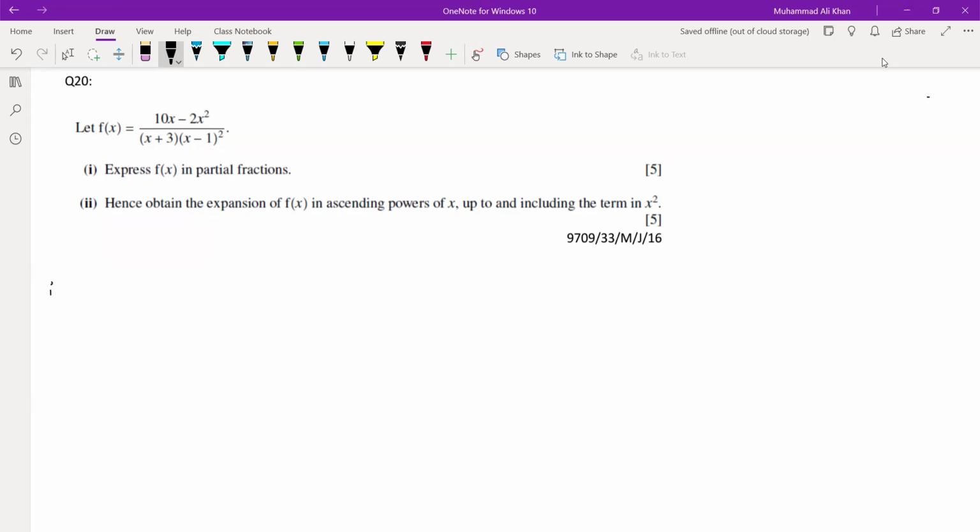Now, in the first part, 10x minus 2x squared divided by x plus 3, x minus 1 whole squared. Now, first x plus 3. अगर बच्चों होल पर पावर आ जाए तो इसको क्या कहा जाता है? रिपीटेड फ्रैक्शन. अभी पावर 2 है तो हमें 2 बार लिखना होगा.